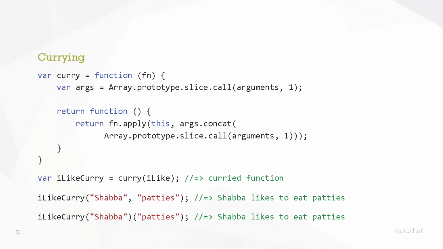But that isn't a proper currying because it only accepts one argument. This is a better one because this can take any number of arguments. And this is a different implementation. You can see on the last line there, you can do syntax like that.